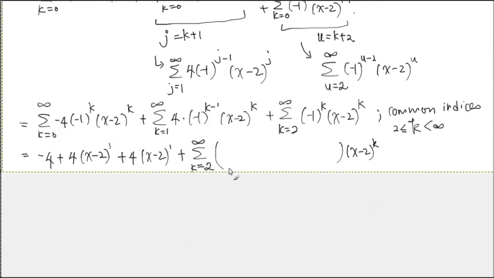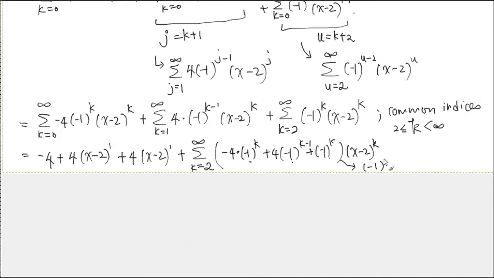What is the first one? Negative 4 times negative 1 to the kth power. Second coefficient, plus 4 times negative 1 to the k minus first power. The last one is plus negative 1 to the kth power. Everything has x minus 2 to the k in common. You can factor it out. It happens like that. So this one has negative 1 to the k, negative 1 to the k, and negative 1 to the k all in common, right? You factor that out. So I'm simplifying this one.